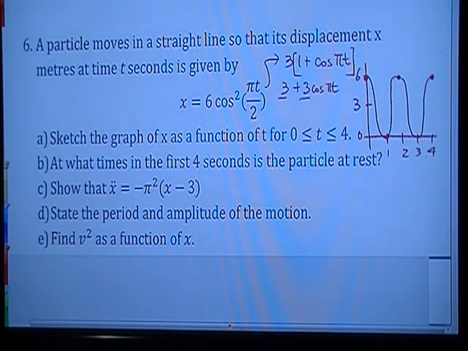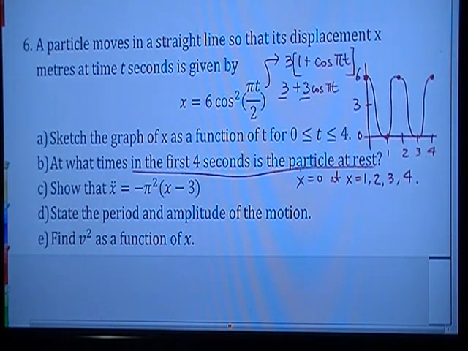And then it's asking at what time in the first 4 seconds is the particle at rest. It looks like x dot equals 0 at t equals 1, 2, 3, and 4. Show that the acceleration is minus pi squared times x minus 3.